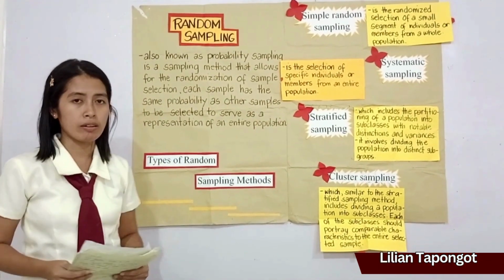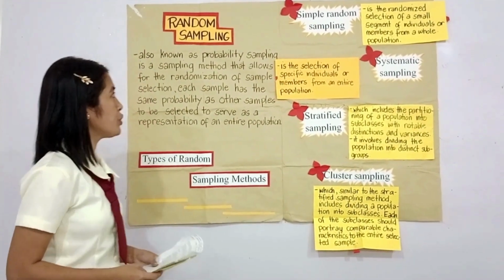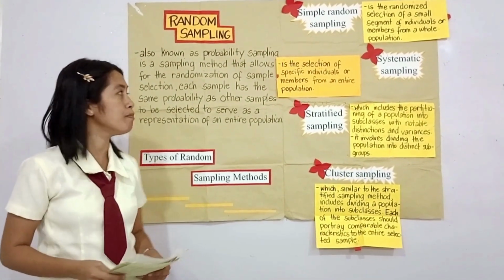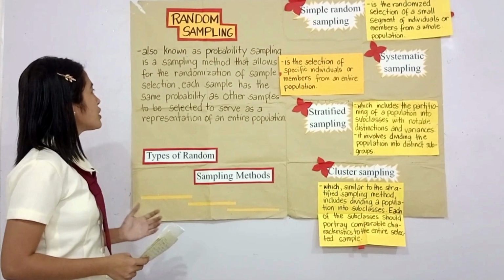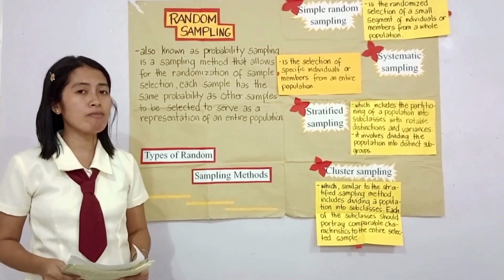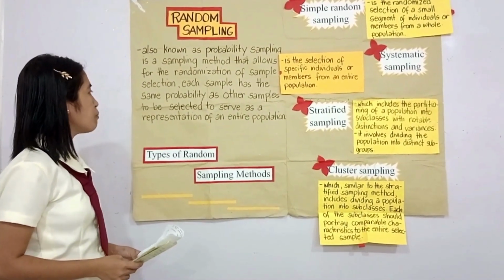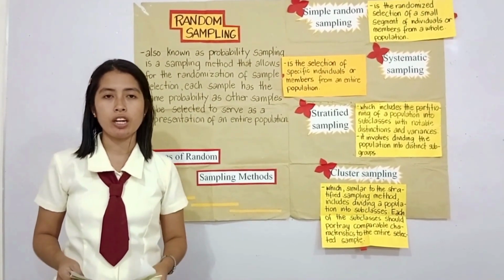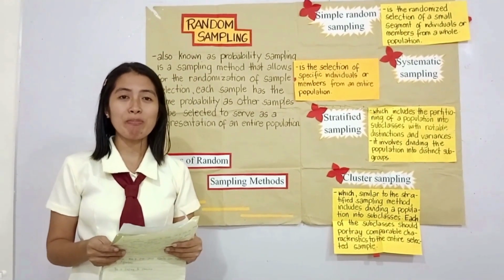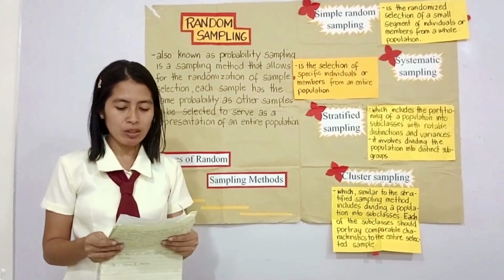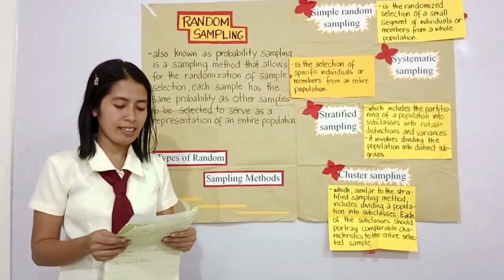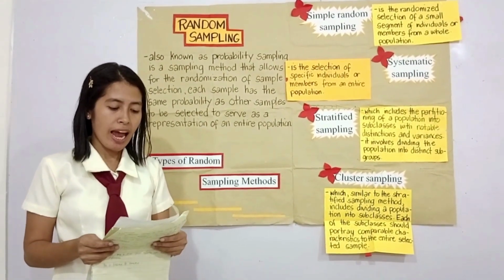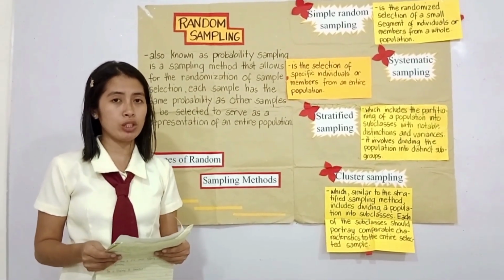Random sampling, also known as probability sampling, is a sampling method that allows the randomization of sample selection. Each sample has the same probability as other samples of being selected to serve as the representation of the entire population. For example, during the ongoing pandemic, random sampling was used to estimate the prevalence of COVID-19 in the population, providing insights into the spread of the virus and the level of immunity in different regions.